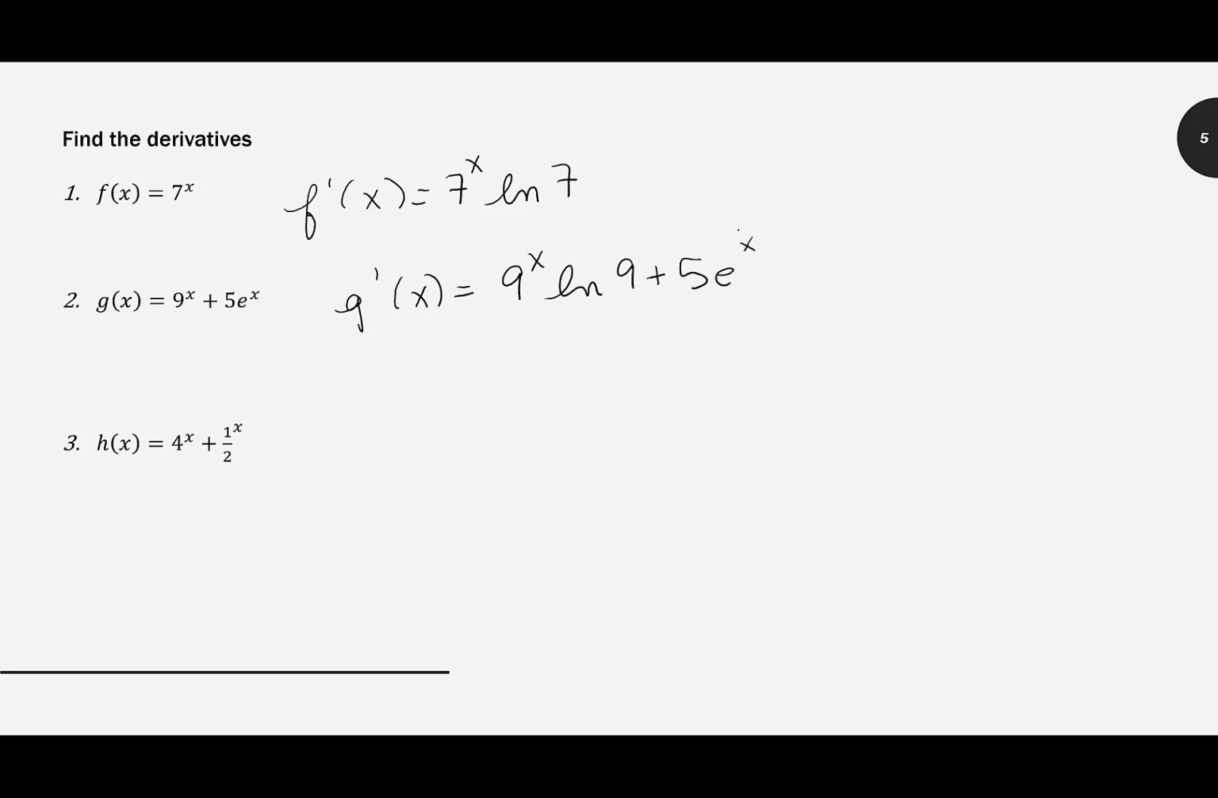H of x says 4 to the x plus 1/2 to the x. It might help if you look at that as 4 to the x plus parentheses 1/2 to the x. Then when I take the derivative, I have 4 to the x, and then I take the natural log of 4, plus 1/2 to the x times the natural log of half.